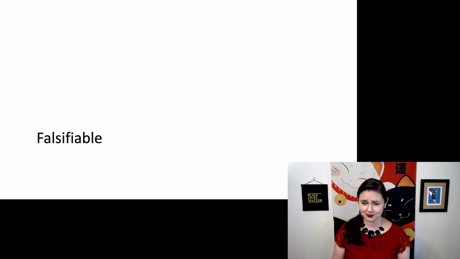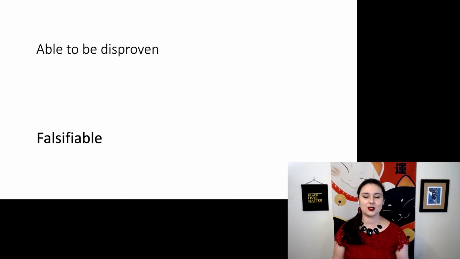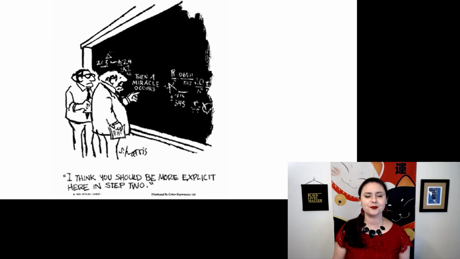What does that mean? Falsifiable simply means that it is able to be disproven, that there is some way that we can show that a given hypothesis is false. Because if there is no way to prove that it's false, well, then there's no way to actually determine if your hypothesis was truly supported or not. So in this example, do a bunch of math, a miracle occurs, and there's your result. That's not quite what we're looking for in a hypothesis.